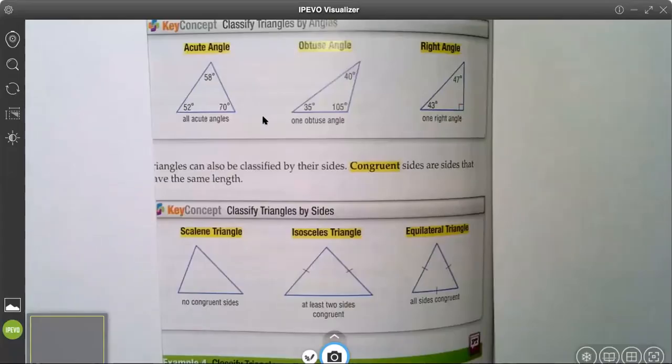So to review, triangles are classified by their angles. It can be acute, obtuse, or right, and by their sides. Scalene, no congruent sides; isosceles, 2 congruent sides; and equilateral, 3 congruent sides.